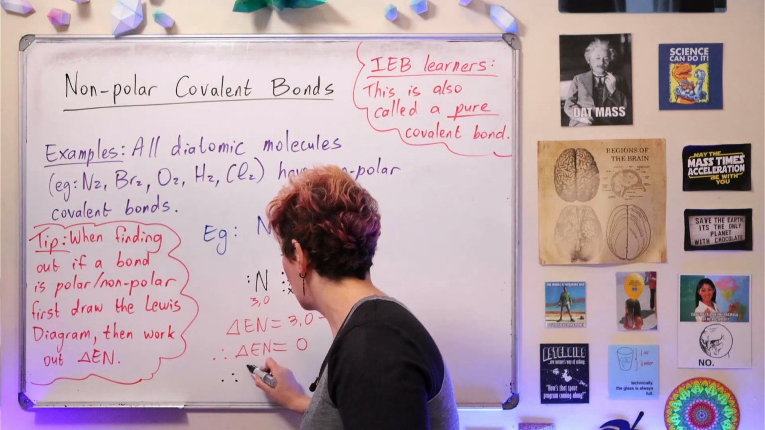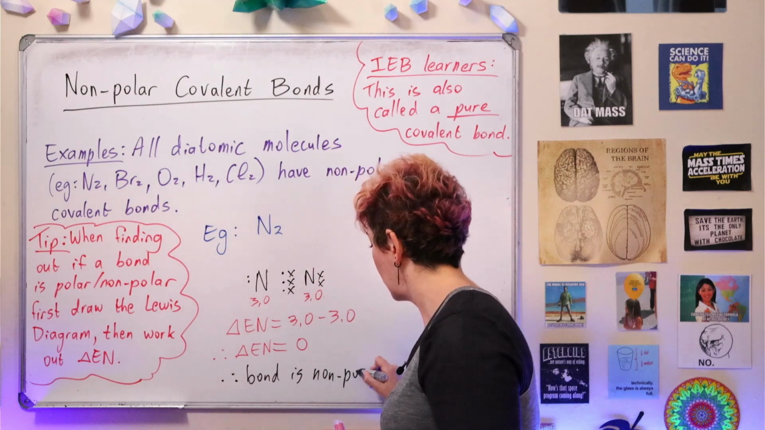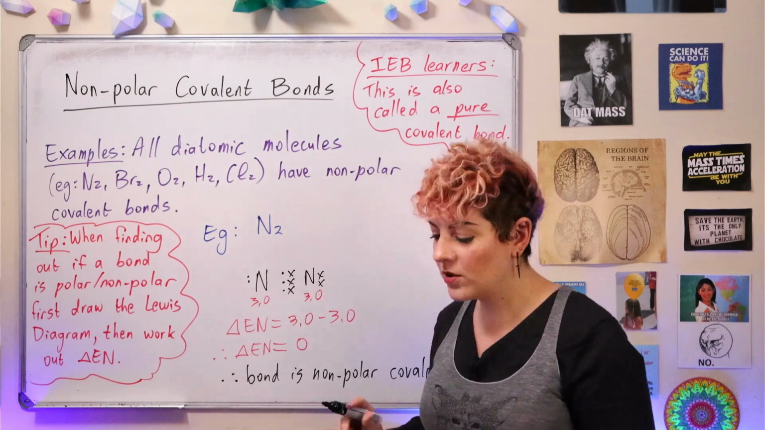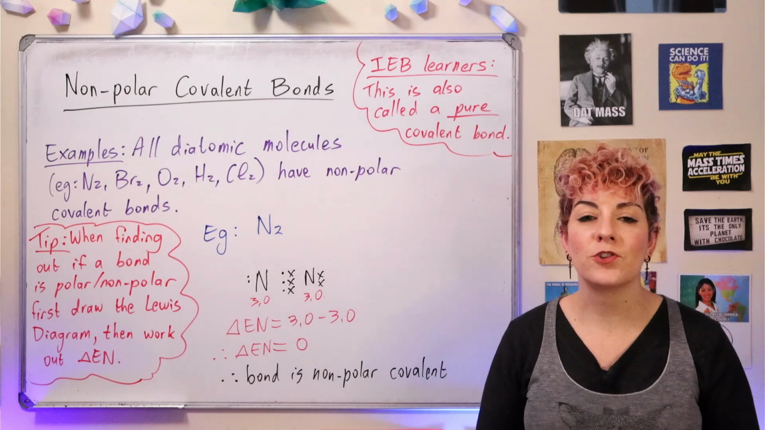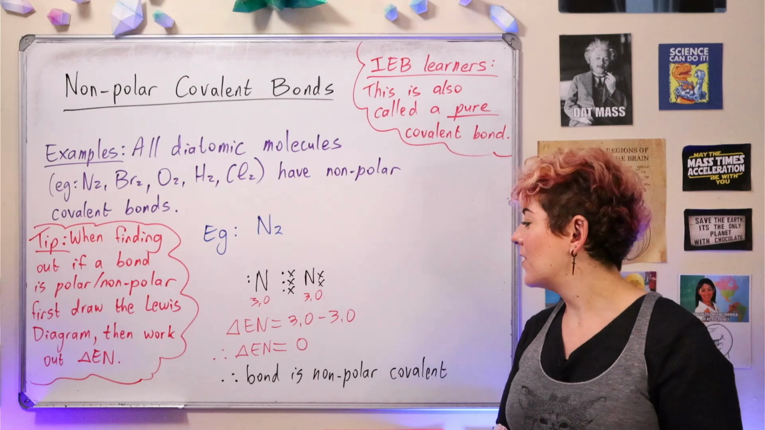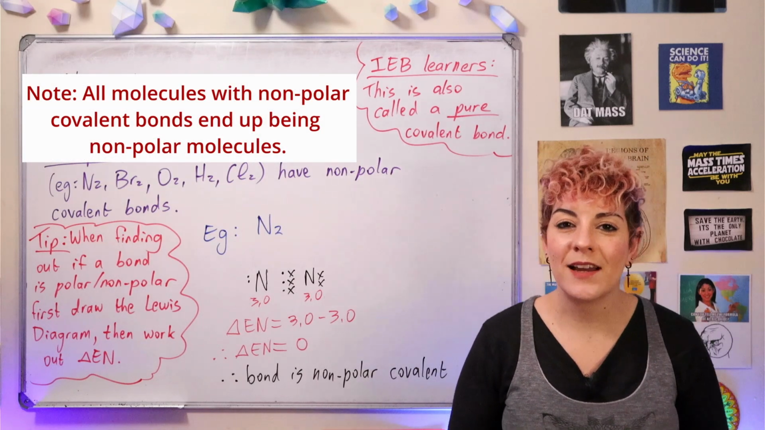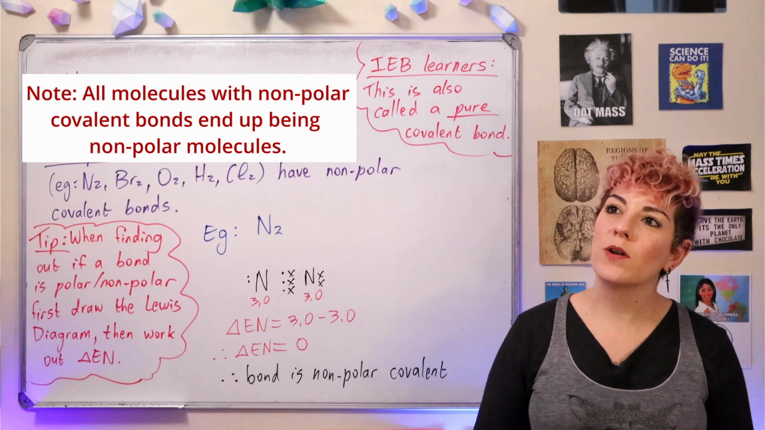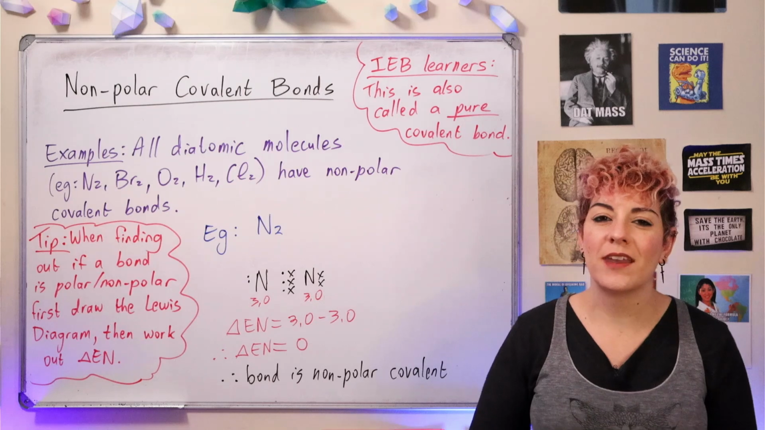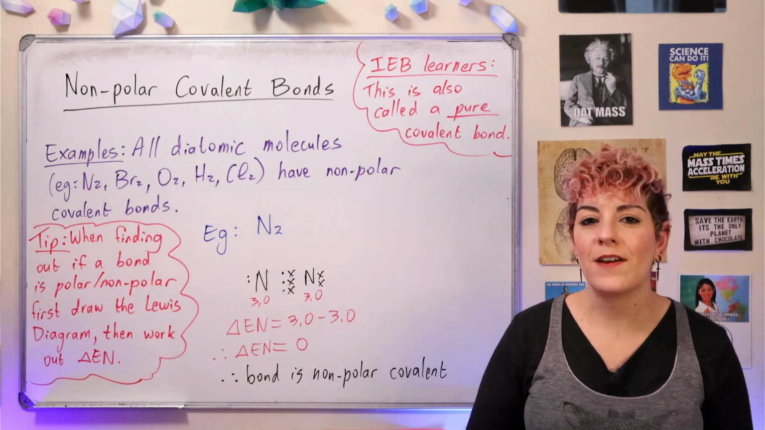So the bond is non-polar covalent. As soon as your difference in electronegativity for 2 atoms is 0, the covalent bond between them will be a non-polar or pure covalent bond. This is true for all our diatomic molecules, and there are 1 or 2 other substances involving elements that have equal electronegativities as well. Now let's move on to our polar covalent bonds.